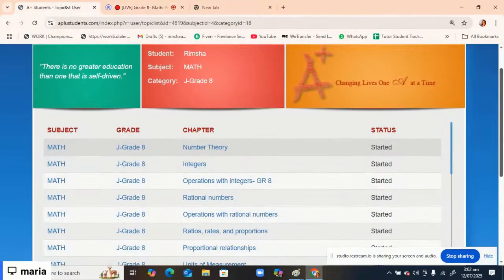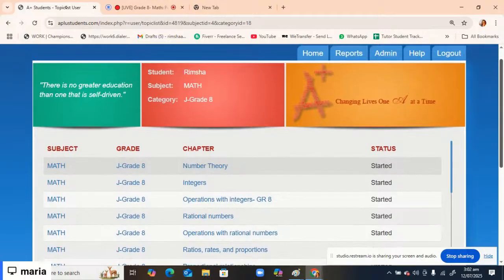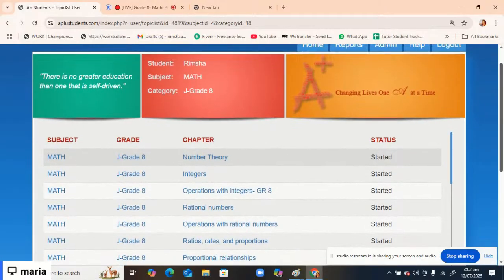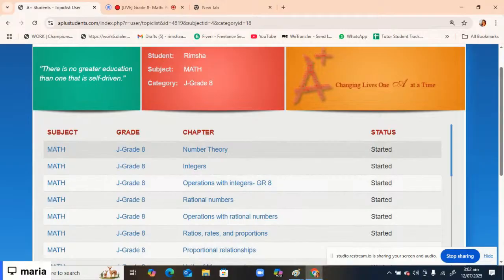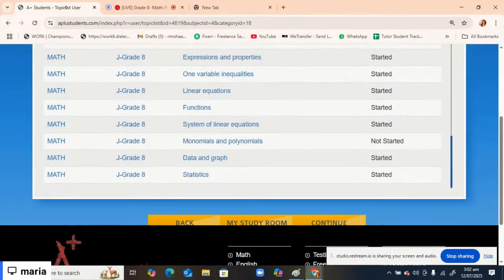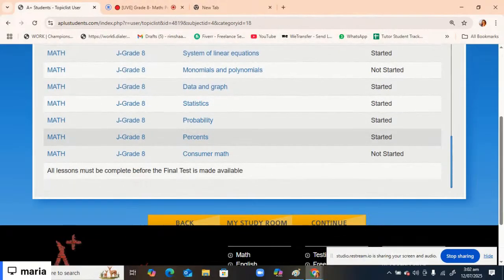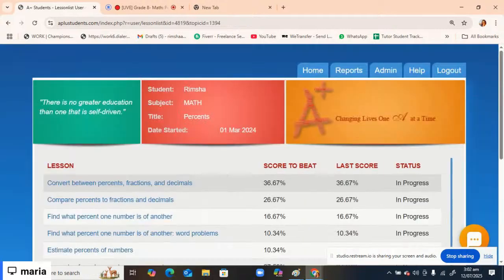You can find all the lessons on aplusstudent.com. You have to log in using your email and the password provided by the administrator. Select maths from the subject tab, scroll down to grade 8. Here is the list of the chapters, scroll down to the second last chapter, that is percents. And now here is the list of the lessons.